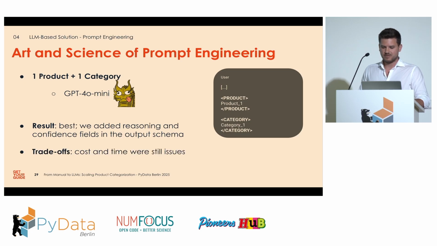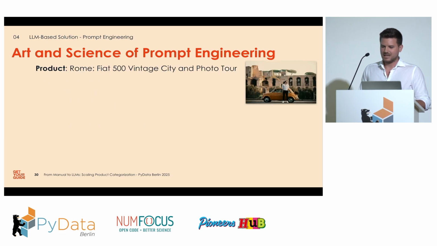The problem with this approach, as you can imagine, is that we need to scale this to 250,000 products and 600 categories, so the combination is a lot of API calls. So let me give you some examples with the best approach that we saw before.